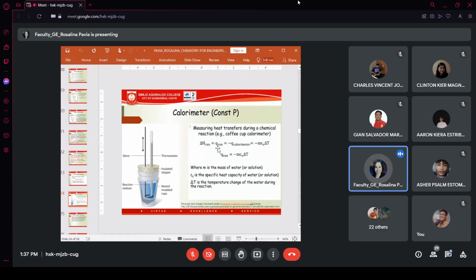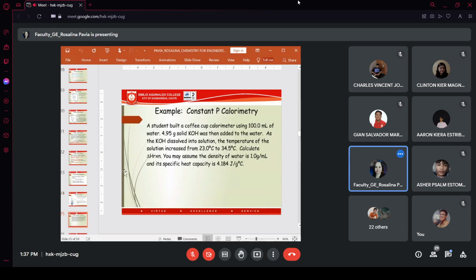Ito naman yung case dito sa constant pressure. So, M is the mass of the water kasi merong water dito. The reaction happens here inside na may tubig din. CS is the specific heat capacity of water or solution. And delta T is the temperature change. So ganun din yung formula na gagamitin nyo. Just like a volume-based calorimeter. So meron na tayong example dito.